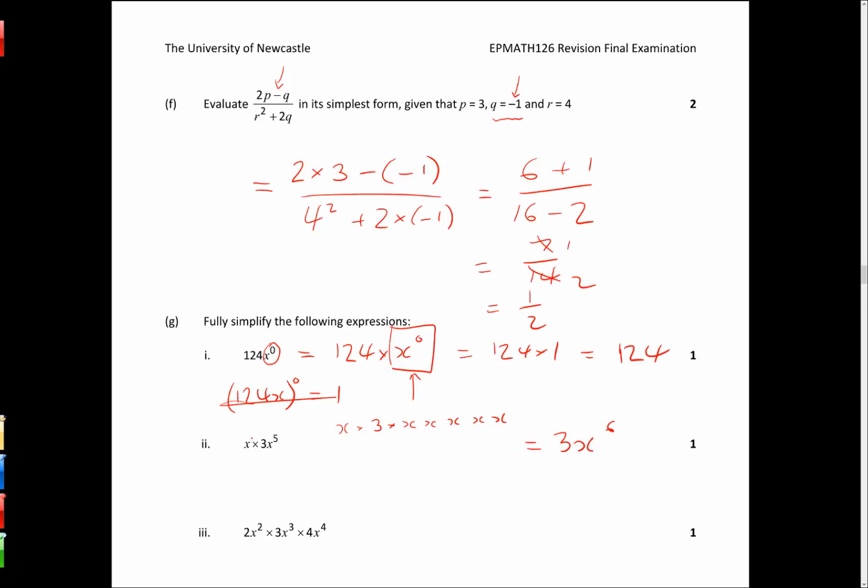If it helps you, you can think of an x as an x to the 1. What's x to the 1 times x to the 5? You add the tops, it's x to the 6. Any x by itself is really raised to the power of 1. It's also got a 1 in front of it, if that helps.